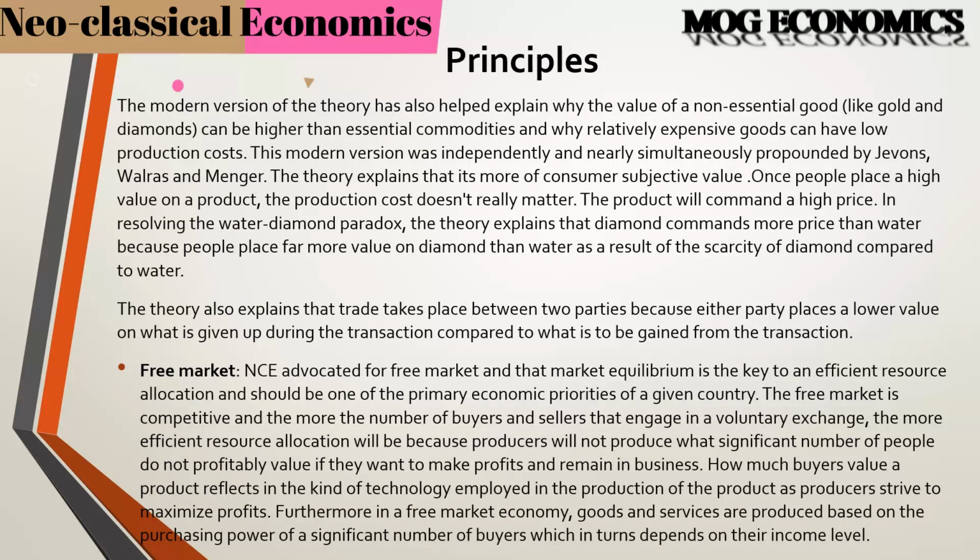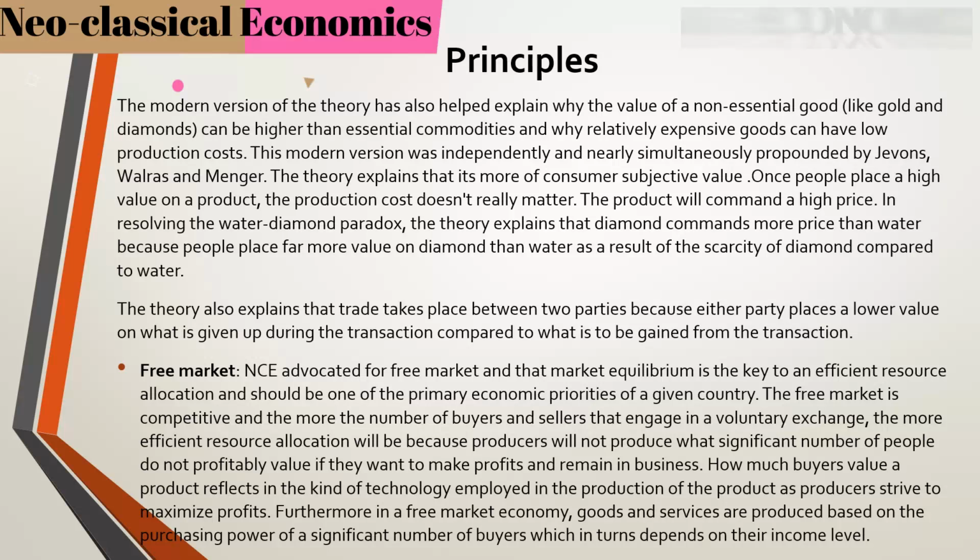All right, the modern version of the theory has also explained why the value of a non-essential good like gold and diamonds can be higher than essential commodities, and why relatively expensive goods can have low production cost. So we're talking about the diamond-water paradox: why does a diamond command higher value, while water commands low value? And there are also some products where, by the time we understand how much it costs to produce them, the marginal cost of production is kind of small, but people place a very high premium on that value.